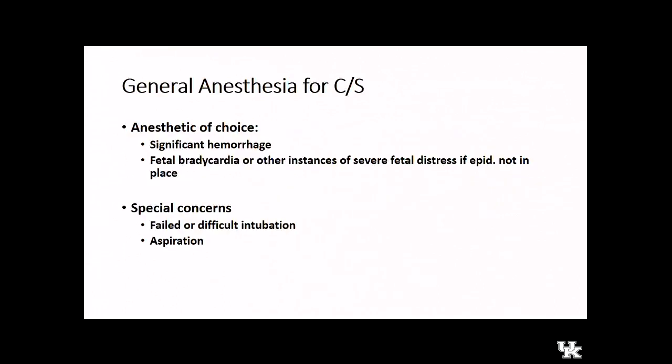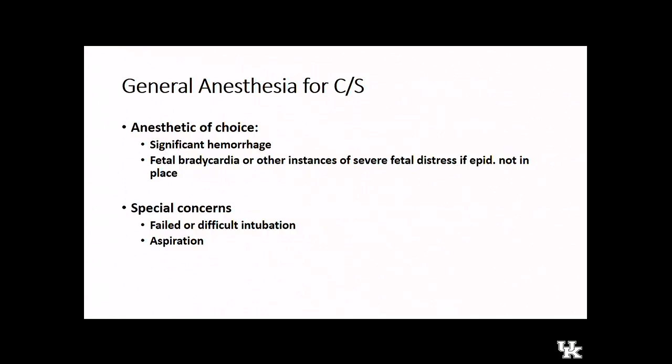General anesthesia for C-section is going to be your anesthetic of choice, especially in cases of fetal bradycardia where you need to do a stat C-section. Mom does not have an epidural catheter in place. The fastest way to get that baby delivered that's in extremis is to do a general anesthetic. Also, if you have a significantly hemorrhaging mother where she will not tolerate the sympathetic block of an epidural or spinal, general would be your anesthetic of choice.